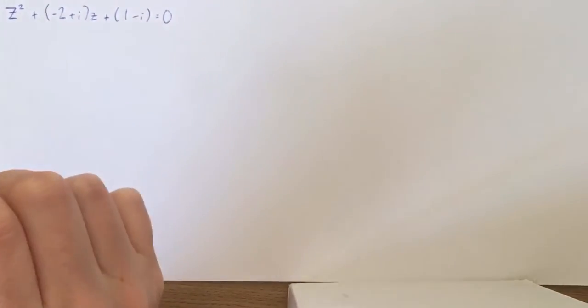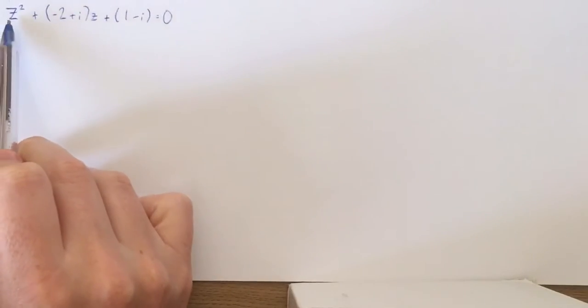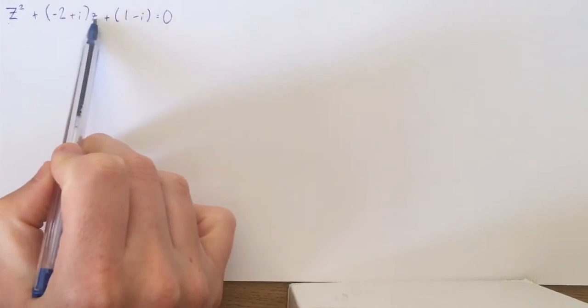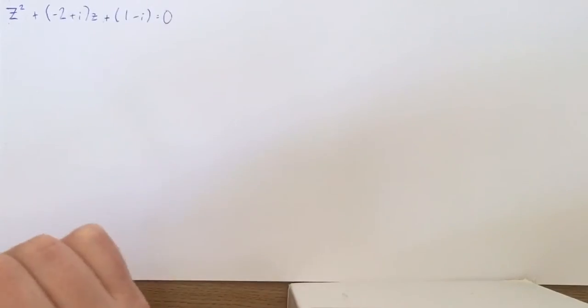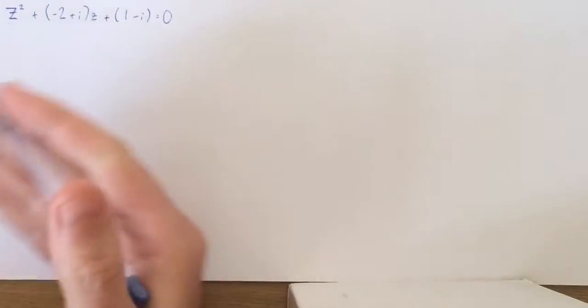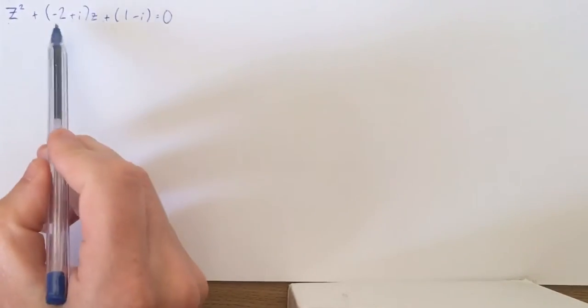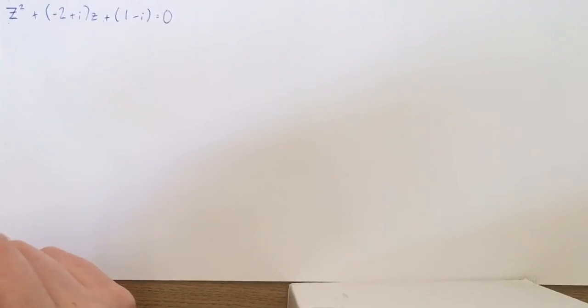Alright, so on page 274, question 11, we have a quadratic equation. We've got letter squared plus something times a letter plus number equals 0. So letter squared, letter, number equals 0. It's that standard form of a quadratic we've seen over and over again. It's just got complex numbers in.